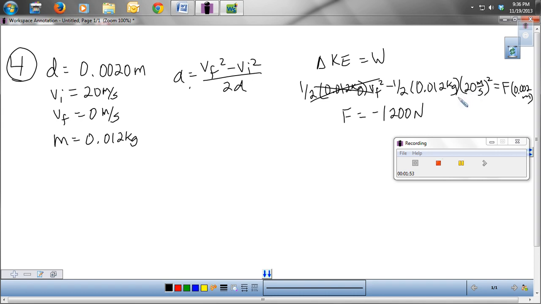Because mathematically, this right here is going to be 20 squared, which is 400. Half of 400 is 200. And 200 times 0.012 would give me 24 something, and then I'd divide it by that and get that answer right there. So I don't have a calculator here to finish the math out, but I think you can handle that.